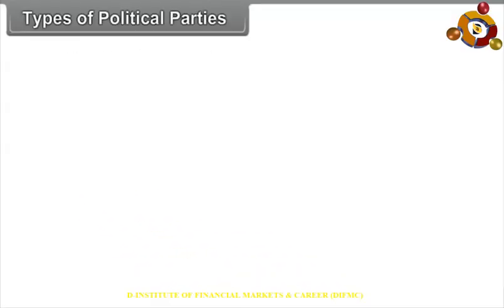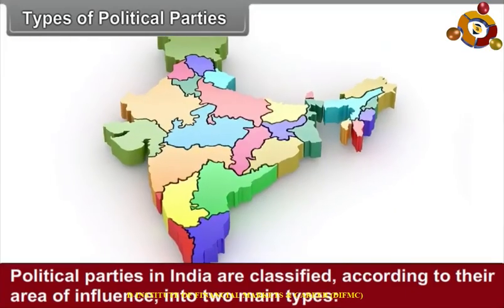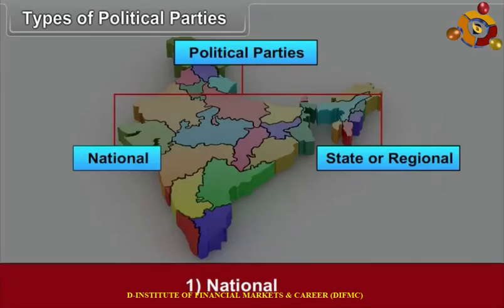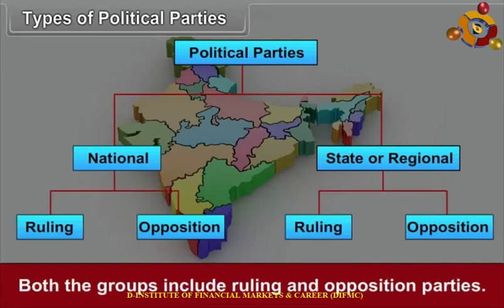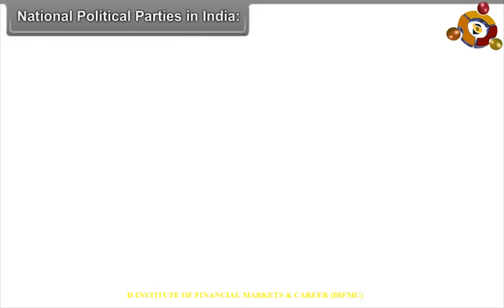Types of political parties. Political parties in India are classified, according to their area of influence, into two main types. First, national, and second, state or regional parties. Both the groups include ruling and opposition parties. National political parties in India.